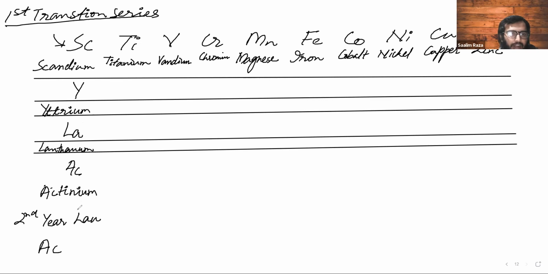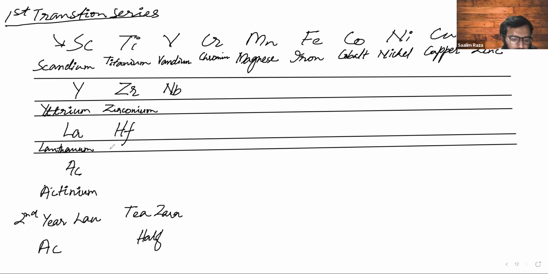Have you written this, second year love AC, right? Then this is Ti, Zr, Hf. I mean, you don't need so much of Ti every time. So you just Ti, Zr, Hf. And this is vanadium. Okay. This is Nb. Okay, fine. I have to write the names. Zr is zirconium. Zirconium. What is this? This is hafnium.